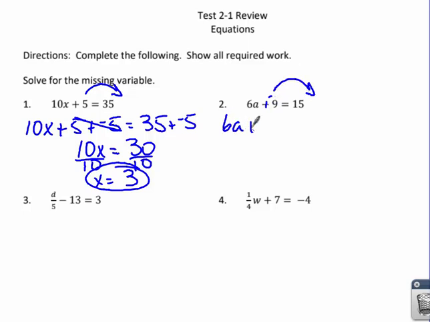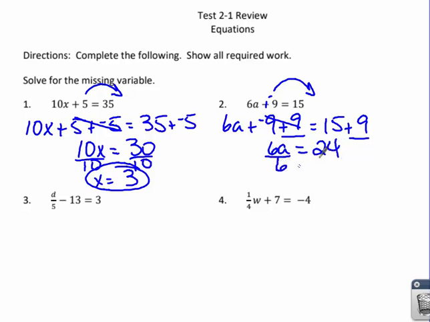So 6a plus negative 9 plus positive 9 is equal to 15 plus the positive 9, making sure that I add the same thing to both sides. And I end up with 6a, because my 9's go away, equals, and then 15 plus 9 gives us 24. Now, how do I get rid of a multiply by 6? Do a divide by 6. Divide by 6, a is equal to 4.